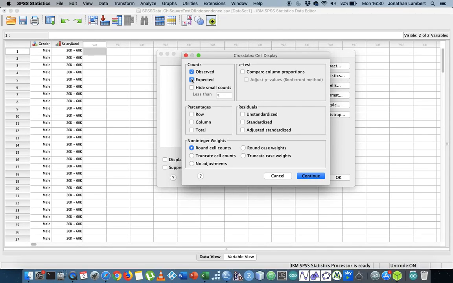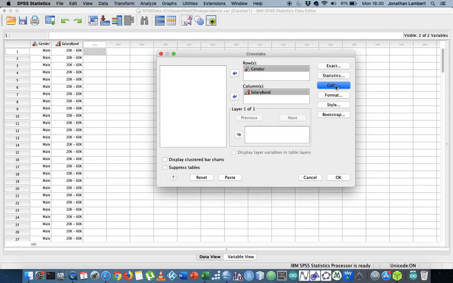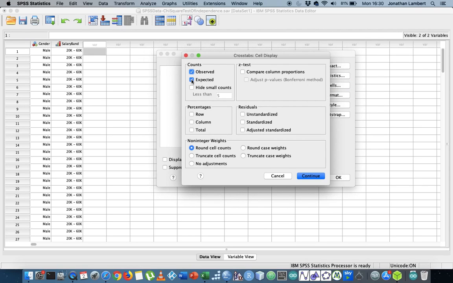Against the expected frequency. So I'm going to ask for the expected frequencies to actually be printed out here. So I hit continue here. Let me just say that again. I click on cells. I'm interested in what the expected frequency should be. So I'm going to hit under counts for them to be printed out in the table. I'm going to hit continue.